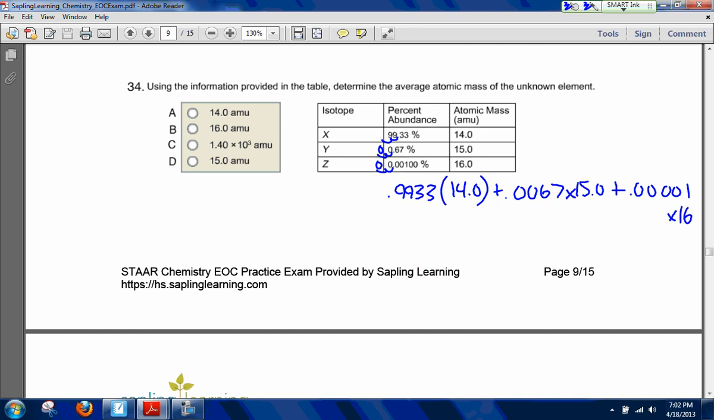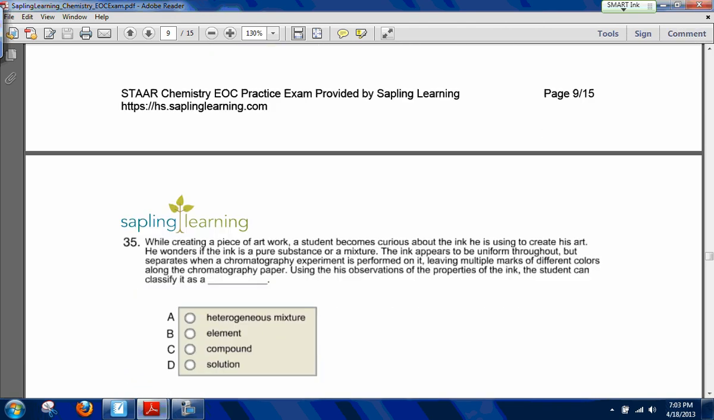So put it in your calculator. You put in 0.9933 times 14 plus 0.0067 times 15 plus 0.00001 times 16. And you get 14.00686, which is A. Go on to the next one.